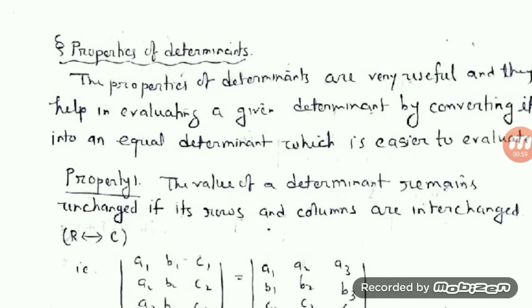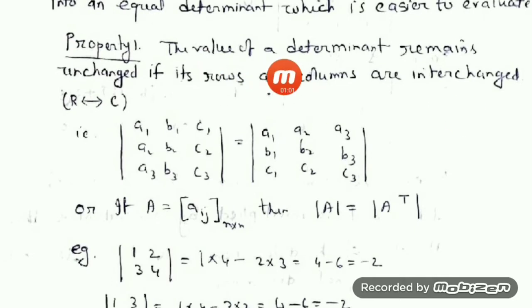Your first property is: the value of the determinant remains unchanged if its rows and columns are interchanged. That means if you interchange the rows and columns of a determinant, then the value of the new determinant and the value of the original determinant are the same. Rows and columns interchanged means you write the first row as the first column, the second row as the second column, and the third row as the third column. Symbolically it is denoted by R takes the position of C and C takes the position of R, that is a both-side arrow.